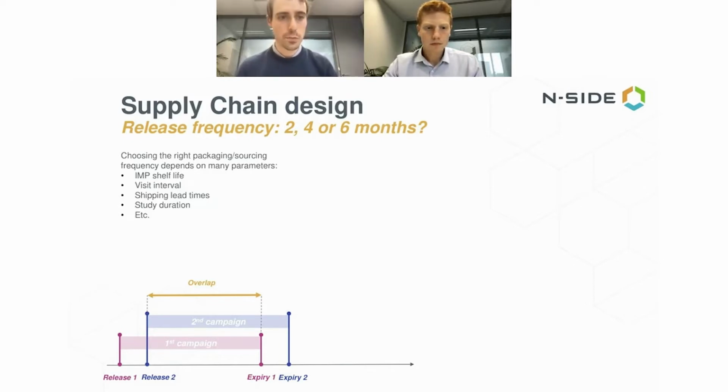So here, on the small graph that you can see on the bottom left, you can see the concept of overlap. So if we have our first campaign in pink, you have the first release, the expiry, then you have the second release, the expiry, and then we have the overlap. The longer the overlap, the smoother the expiry replacement events will be, in the sense that we will have more time to replace smoothly the buffers at the site and at the depot. On the other hand, if you have a short overlap, you won't have a lot of time to replace those buffers, and you will generate more waste.